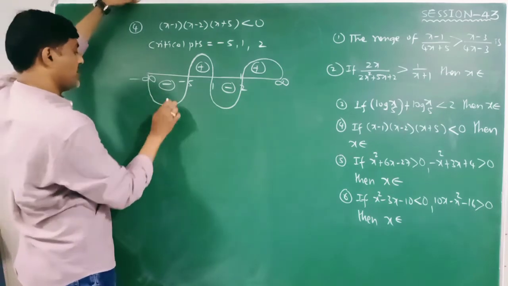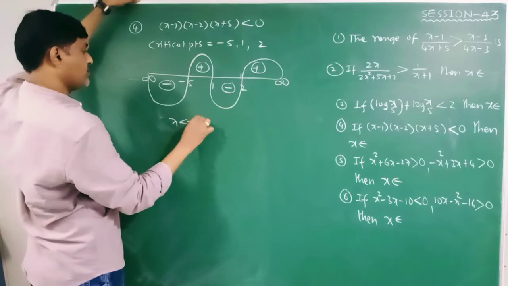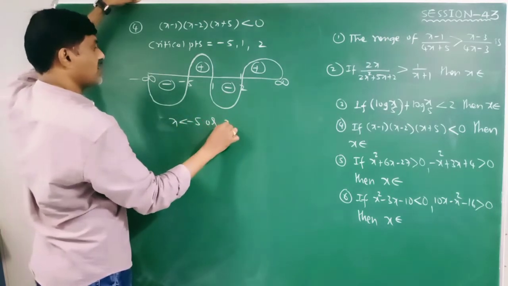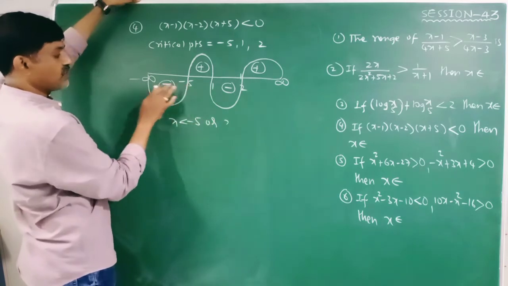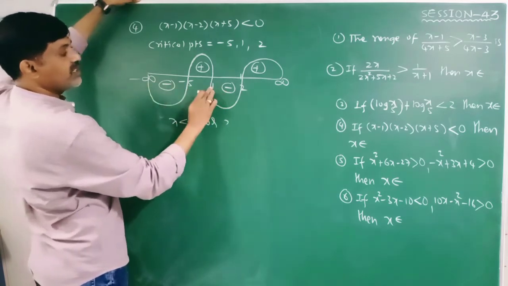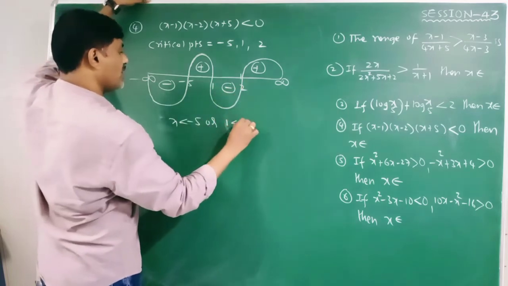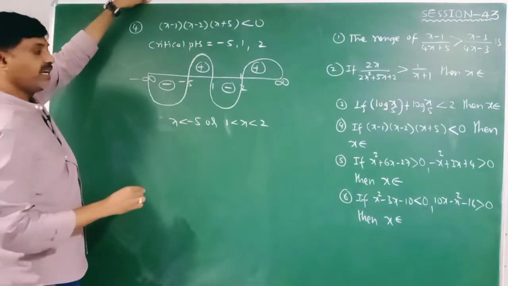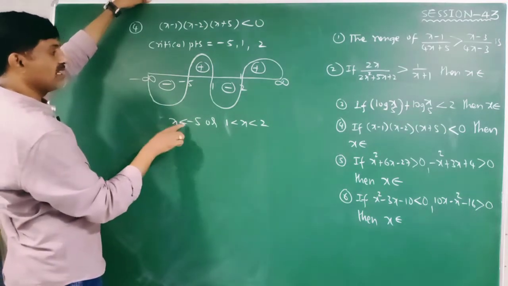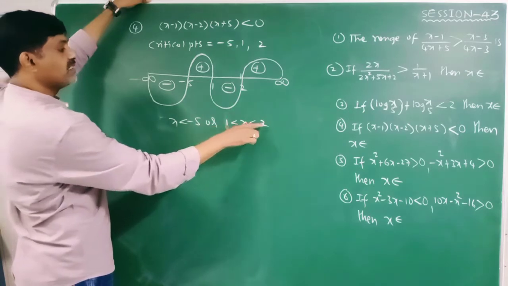Therefore x belongs to, very clearly, x is less than minus 5, or x is what? This portion we have to write. X is less than minus 5. Now here x lies between 1 and 2. This is 1 less than x less than 2. Therefore x is less than minus 5, or 1 less than x less than 2.